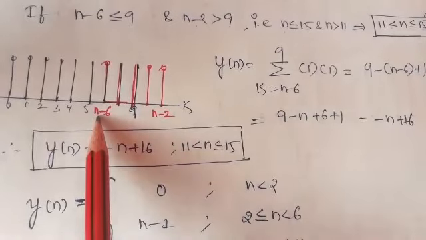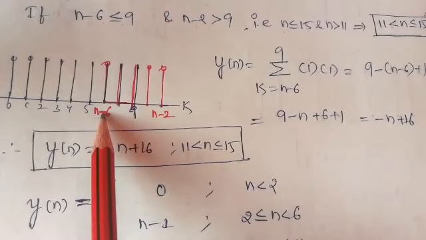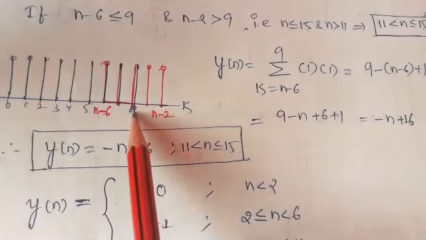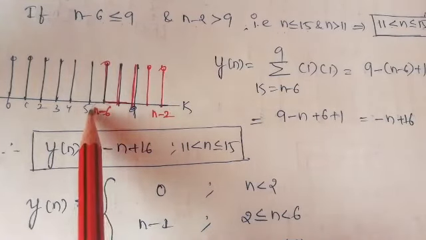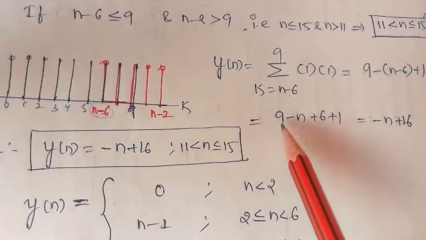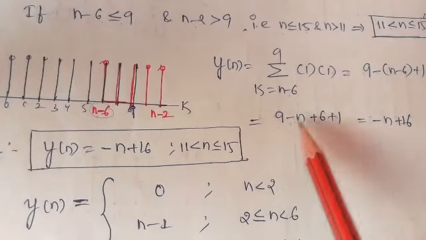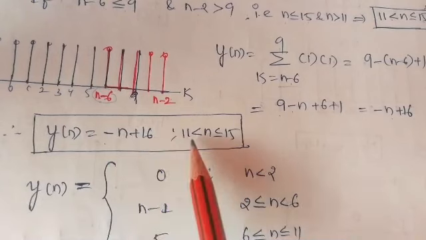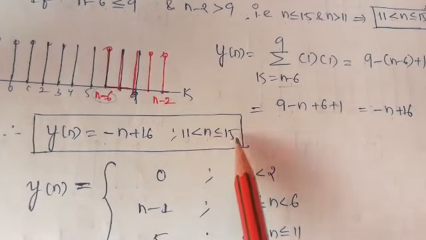Consider here, n minus 6 is less than 9, anywhere you can take less than 9, and the other point of the second signal, n minus 2, is greater than 9. So the overlap region is n minus 6 to 9. Limits become n minus 6 to 9. Once again the same, upper limit minus lower limit plus 1. After simplifying, we are getting minus n plus 16, for the value of n between 11 to 15.